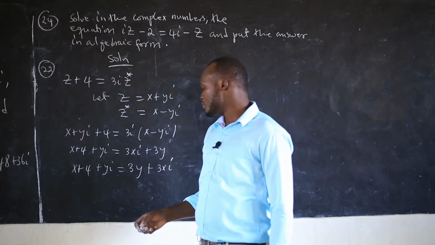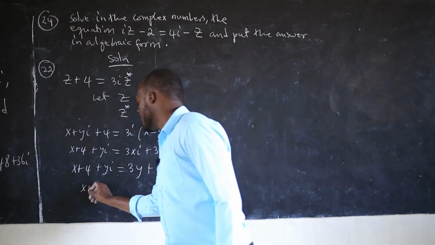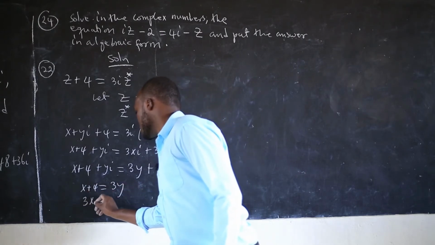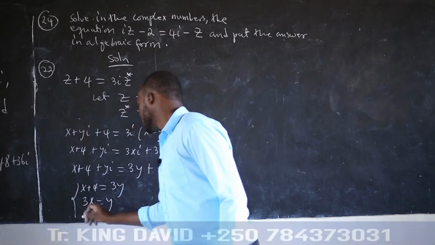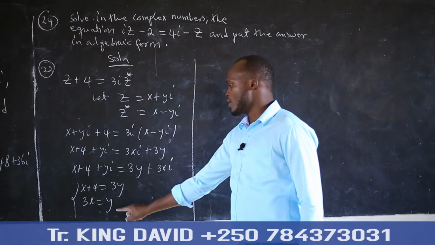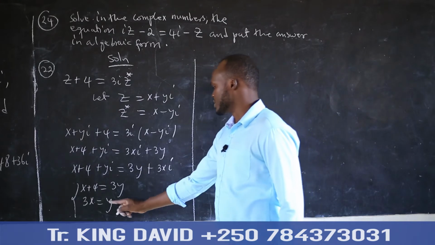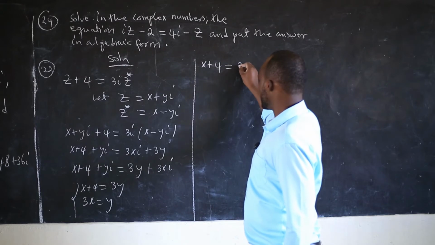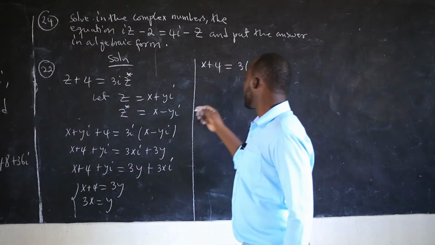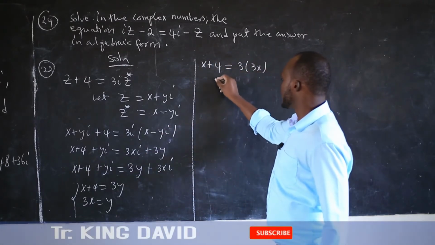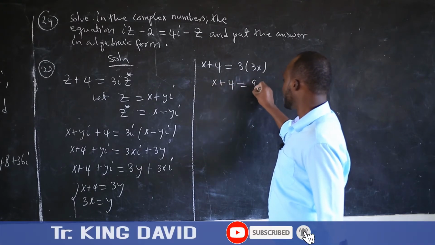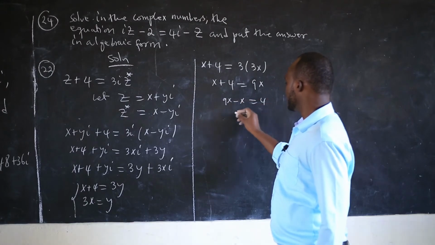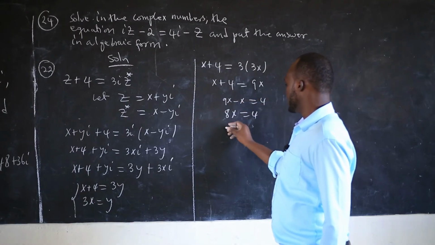So we are going to use the equality of complex numbers, meaning that x plus 4 will be equal to 3y, and 3x will be equal to y. So from there, y equals 3x. We'll bring this into equation 1. It will be x plus 4 equal to 3 into bracket the value of y, which is 3x. So now x plus 4 will be equal to 9x. So 9x minus x equal to 4, 8x equal to 4.